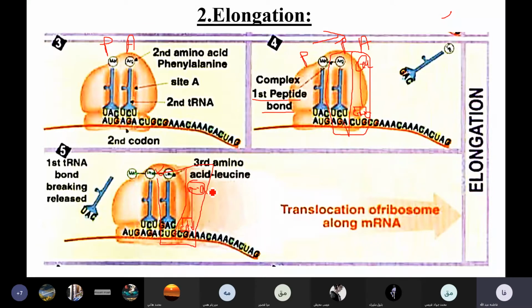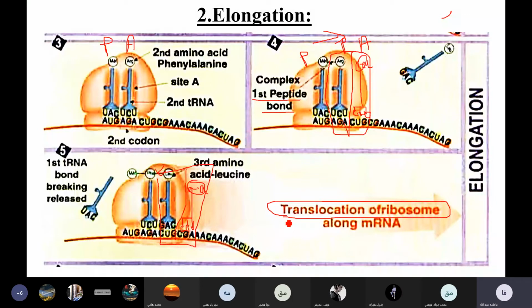to fill the A site, and this continues until reaching a stop codon. The movement of the ribosome is called translocation. So when the ribosome moves, this is called translocation of the ribosome.